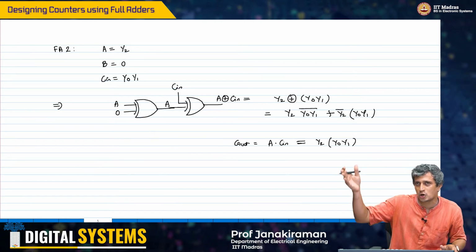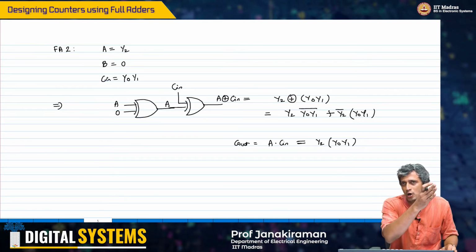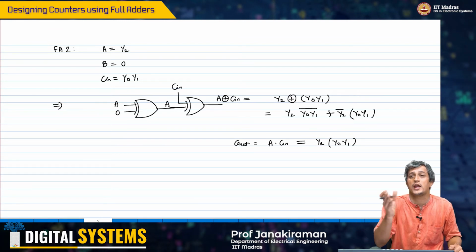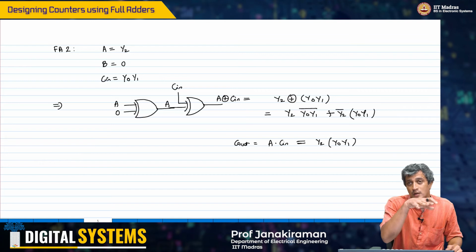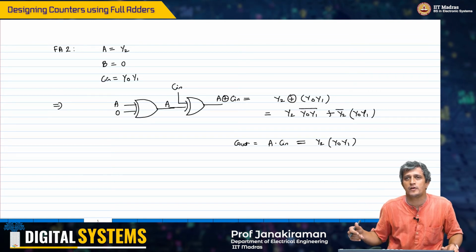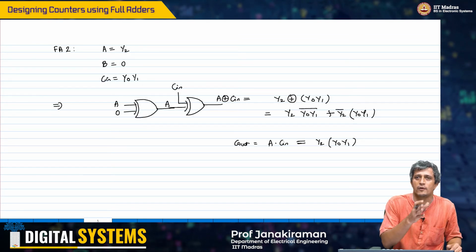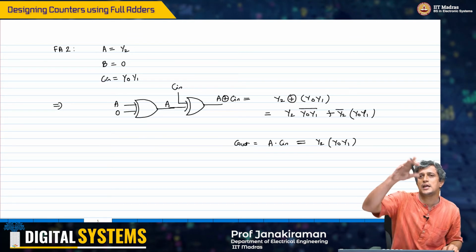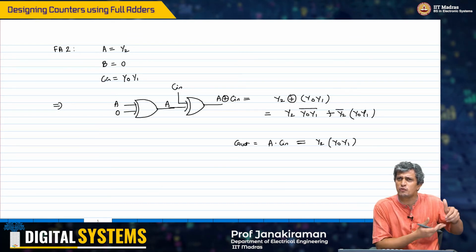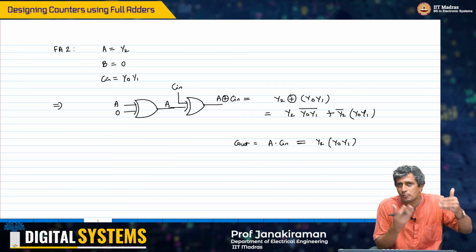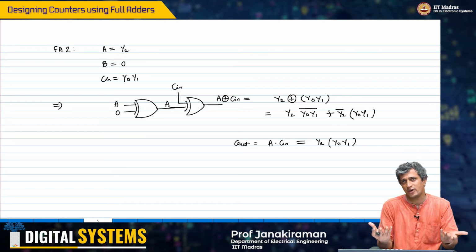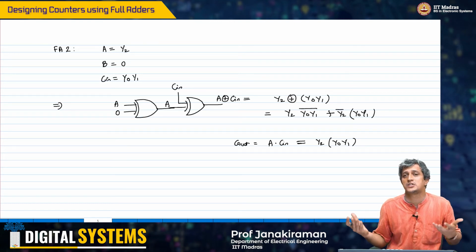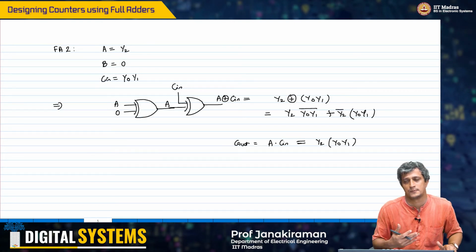So the sum S0 will be a function of only A0 and B0. The sum S1 will be a function of A1, B1, A0, B0. Sum S2 will be a function of A2, B2, A1, B1 and A0, B0. You will not have this carry out rippling through. Instead, you will evaluate each carry multiple times by throwing in more hardware and make the whole addition process much faster in the process, right?